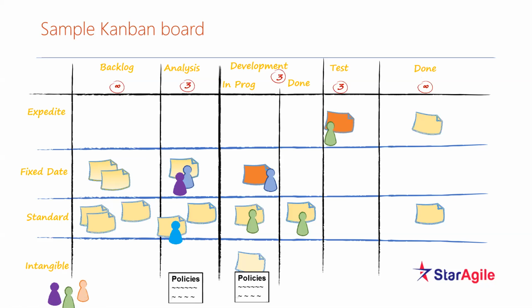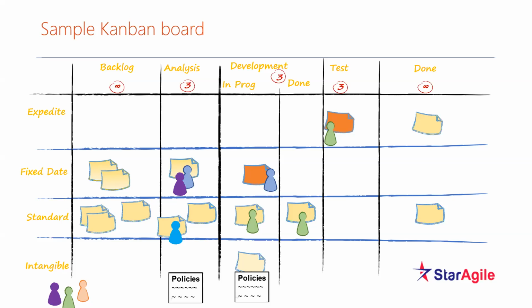Now, why is the backlog infinity? You can have n number of ideas, but once the ideas are prioritized, they are moved into the analysis. The analysis WIP limit is 3. It means the number of cards which could be in progress at a given point in time can be 3 maximum. So that is what we are saying, and the limit is 3.